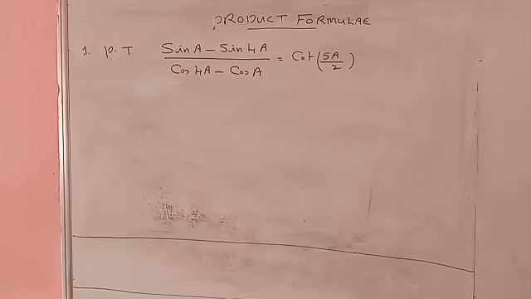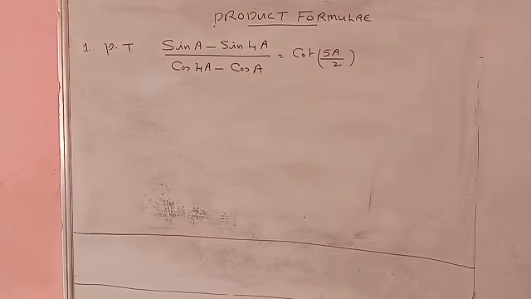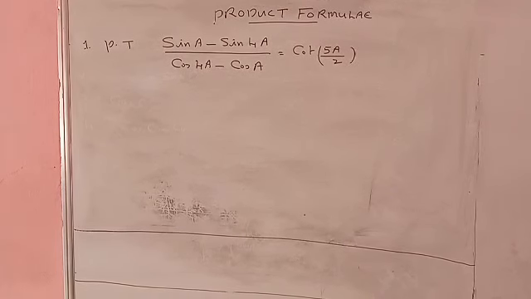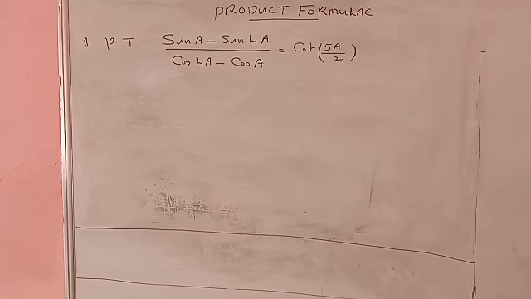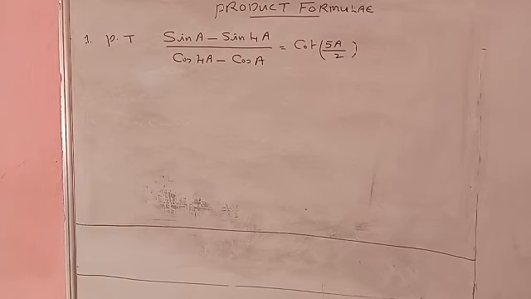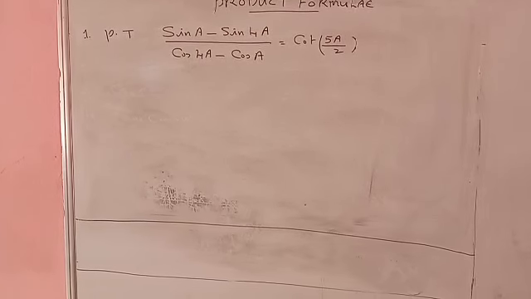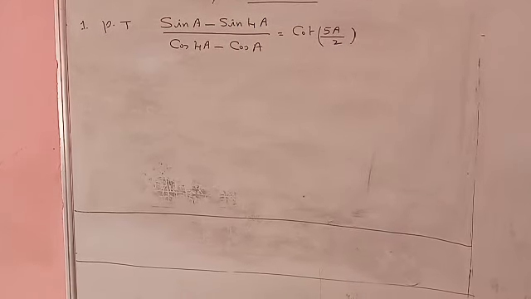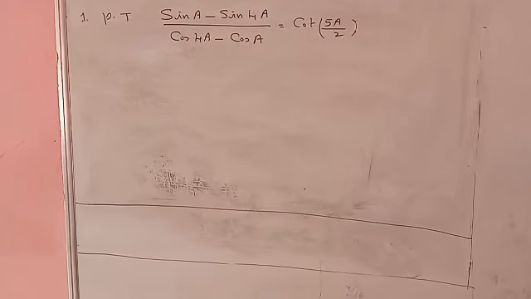Next problem, prove that (sin a minus sin 4a) divided by (cos 4a minus cos a) is equal to cot 5a by 2. Prove that the left hand side is equal to right hand side. In the left hand side, in the numerator portion, there is sin a minus sin 4a. Sin a minus sin 4a is same as sin c minus sin d. Therefore, apply the formula for sin c minus sin d there. And in the denominator portion, cos 4a minus cos a. This is of the form cos c minus cos d. Therefore, apply the formula for cos c minus cos d in the denominator.